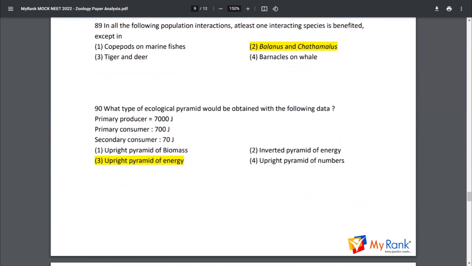Next question is question number 90. What type of ecological pyramid would be obtained from the following data? Now, what is happening here? The primary producer has 7,000 joules of energy, whereas the primary consumer has 700 joules of energy. Secondary consumer has 70 joules of energy. So, this indicates the upright pyramid of energy, because as we go to the higher trophic levels, what is happening in the food chain? There is reduction in the energy from one level to another, which gives us the upright pyramid of energy. So option 3 is the correct answer.